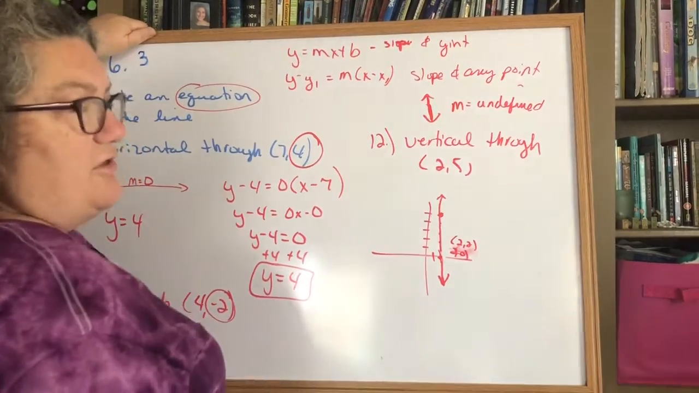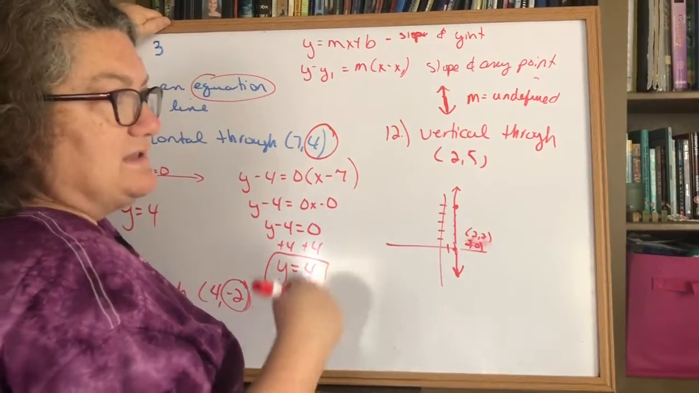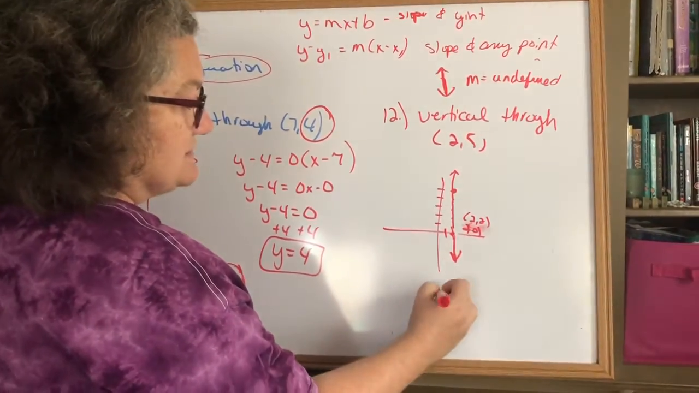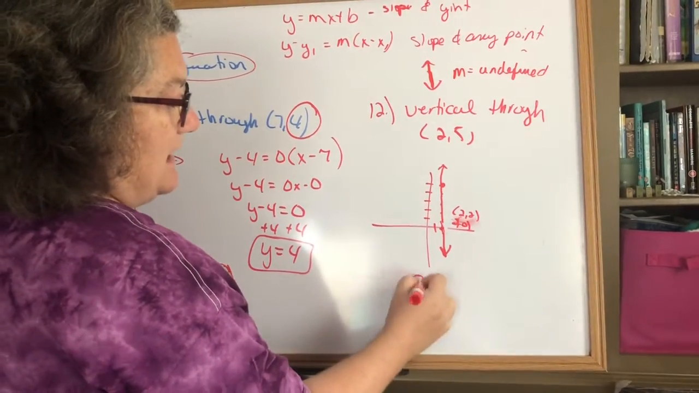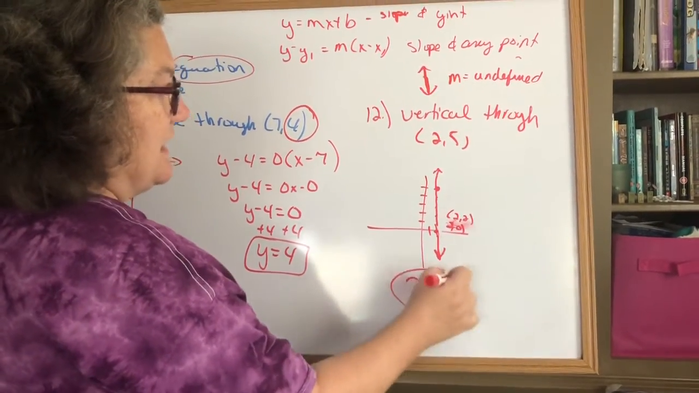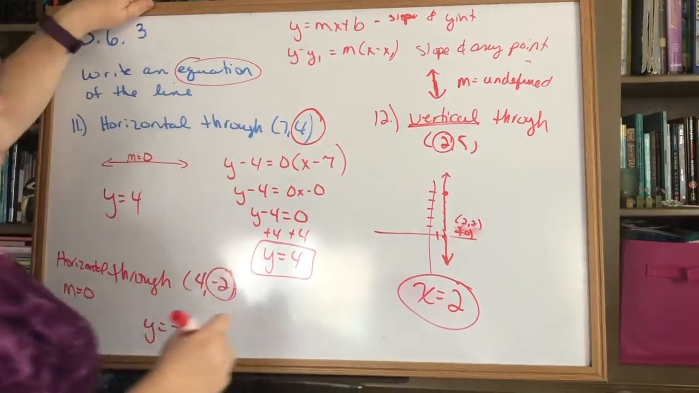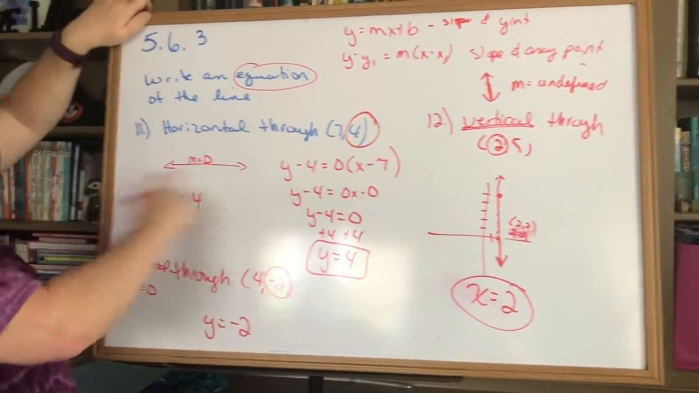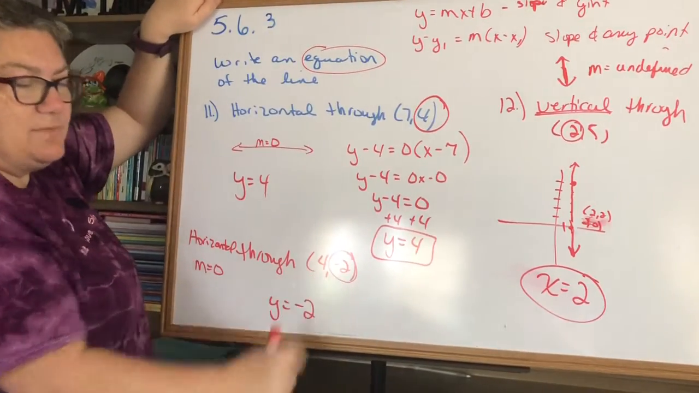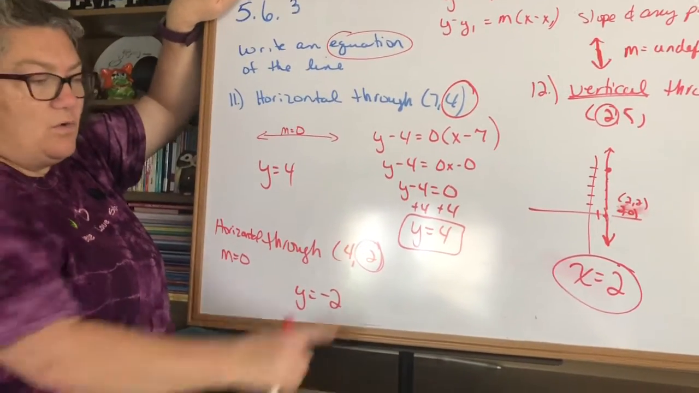So what do you notice all those points have? In all the points, the x is equal to 2. So x equals 2 would be the line. If we're talking vertical, it's always going to be x equals the x value. If we're talking horizontal, it's always going to be y equals the y value.